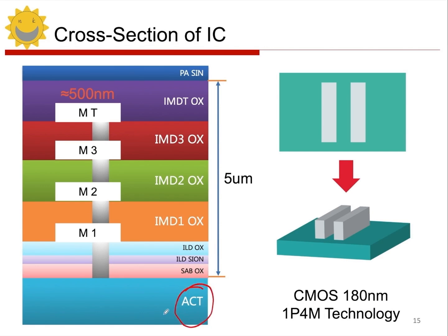Since there are 4 metal layers in this process, we also have M2, M3, and M4. M4 is the topmost metal layer, right? So the topmost metal is usually abbreviated as MT, meaning top. So M4 is our MT.